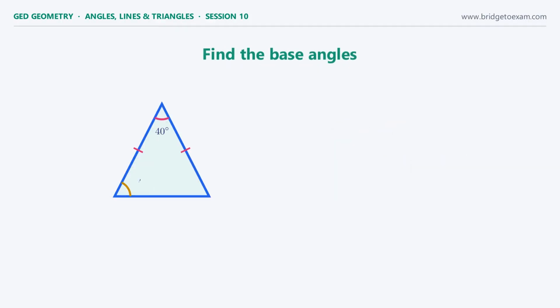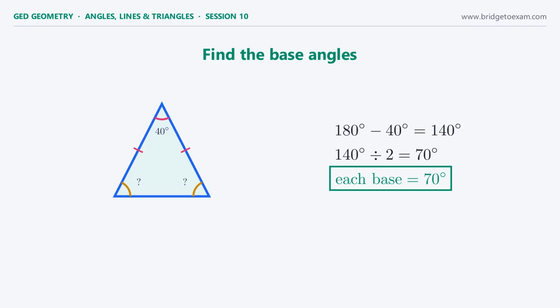Let's find some angles. Suppose an isosceles triangle has a vertex angle of 40 degrees at the top. The two base angles share whatever is left. First, subtract the vertex angle from 180. 180 minus 40 is 140. Then split that evenly between the two equal base angles. 140 divided by 2 is 70.